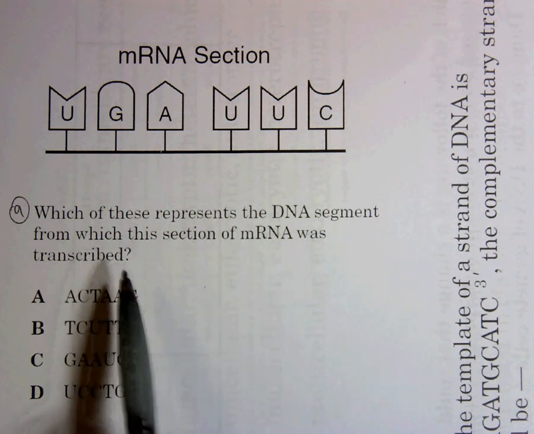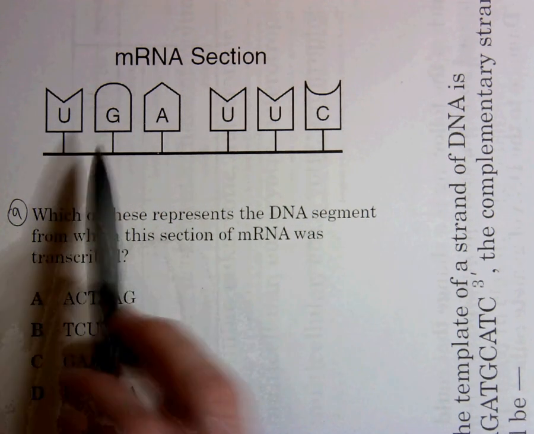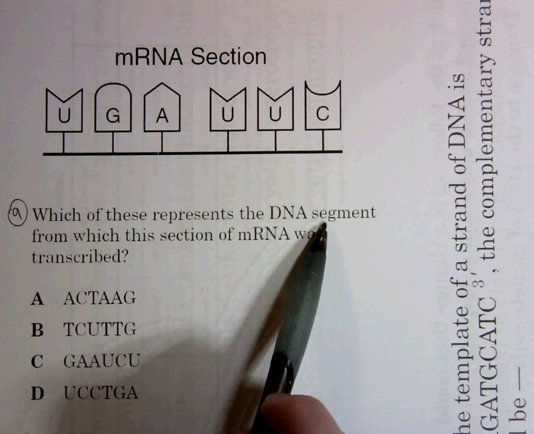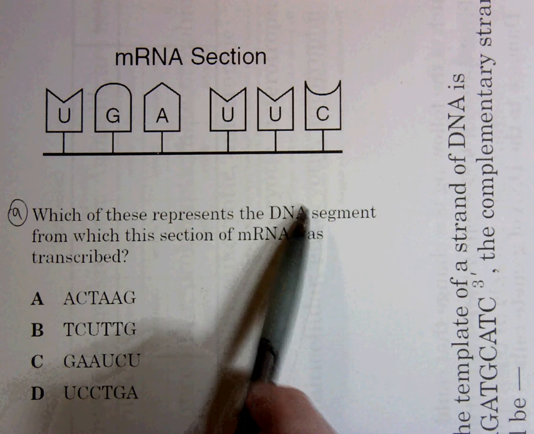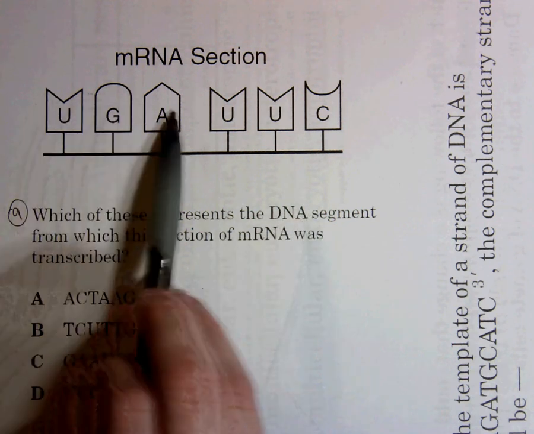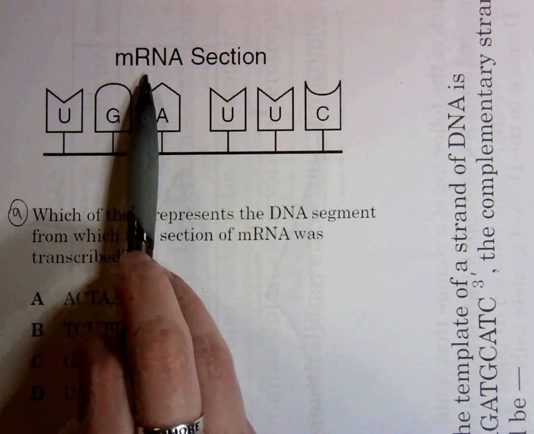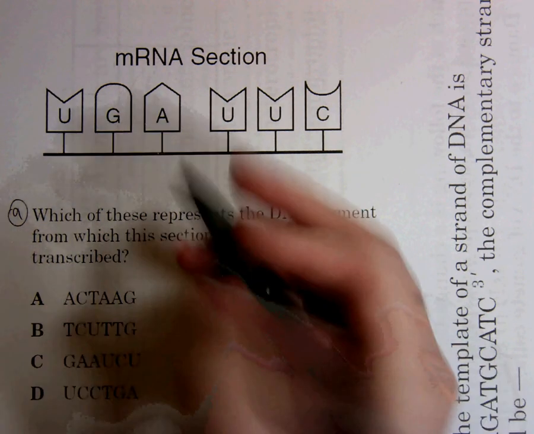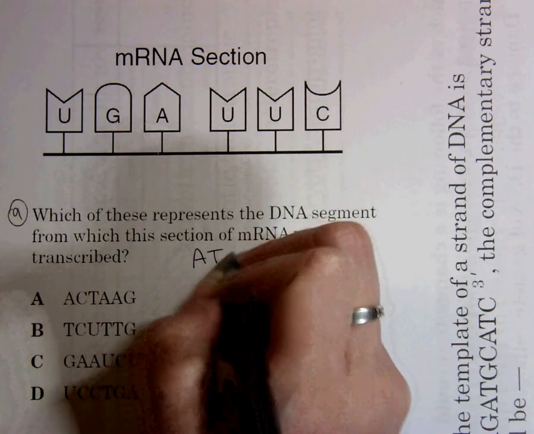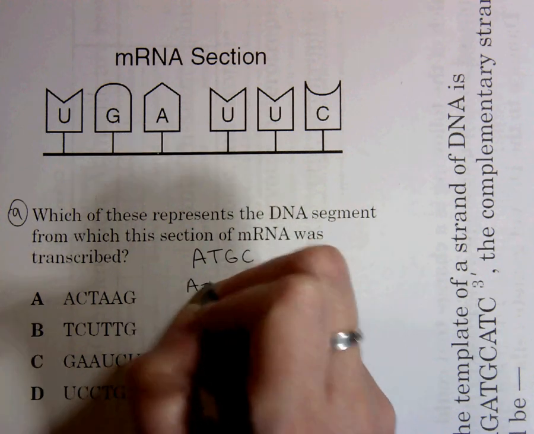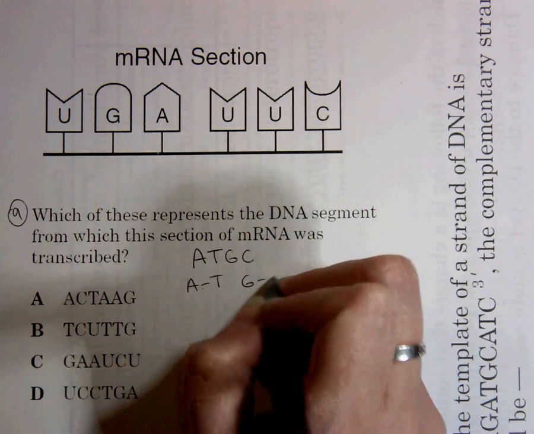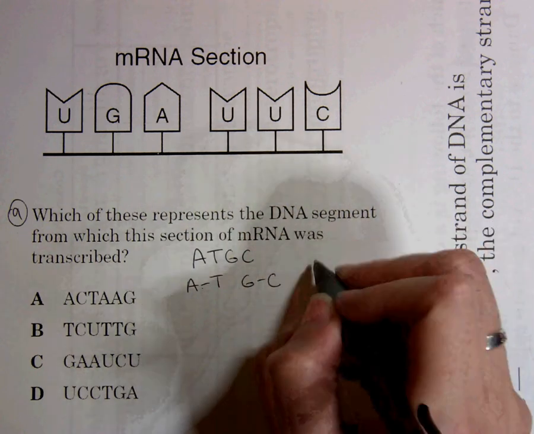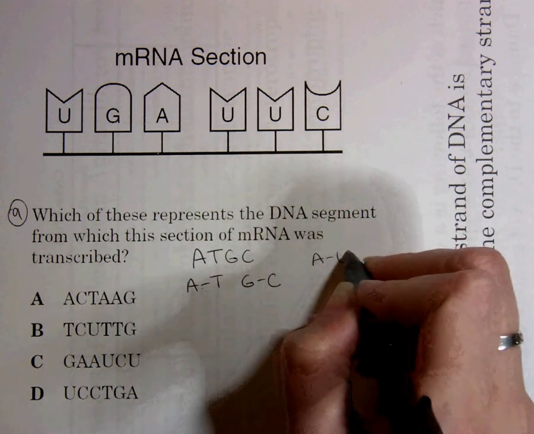Now let me show you the way you'd actually do this. You'd look up here, it says, which of these represents the DNA segment? So I want to use the parts of DNA that are going to pair up with this RNA section. Remember, DNA is made up of A's, T's, G's, and C's. A always pairs with T, G always pairs with C. But when I'm pairing up with RNA, I'm going to have A's pairing with U's.